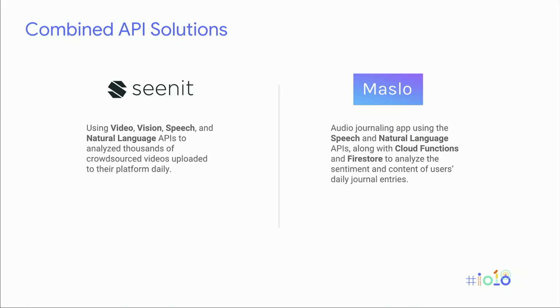So CNET is a crowdsourced video platform. They've got thousands of videos uploaded daily, so they have no time to manually tag those videos. So they're using a combination of video intelligence, vision, speech, and natural language to automatically tag all of that video content that they're seeing on the platform. Maslow is a new mobile app. It's an audio journaling app, so you can enter your journal entries through audio, and they're using the speech API to transcribe that audio. And then they're using the natural language API to extract key entities, give you some insights about your journal entries. And they're doing all that processing with cloud functions and storing the data in Firestore. So that is the natural language API.